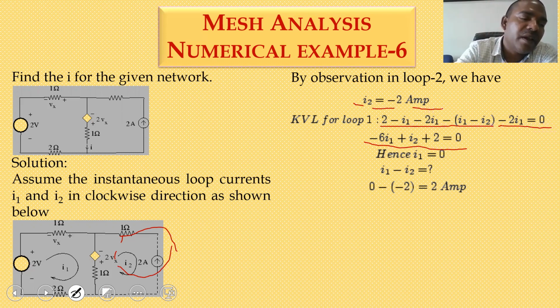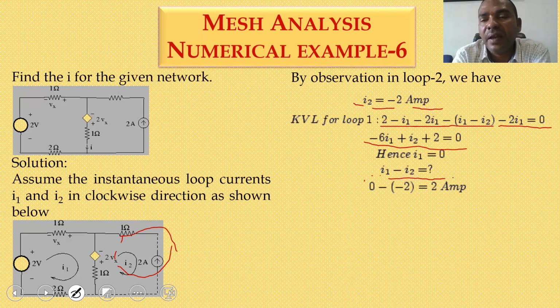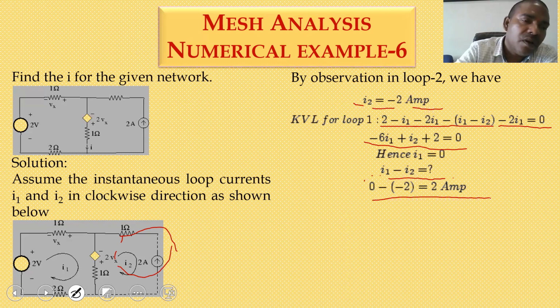And while you are coming to the loop, the I1 current is 0. So I1 minus I2 is, in an unconditional way, 0 minus of minus 2, which is equal to 2 amperes. So that is the I value. So here also we are getting the I value the same, 2 amperes only.